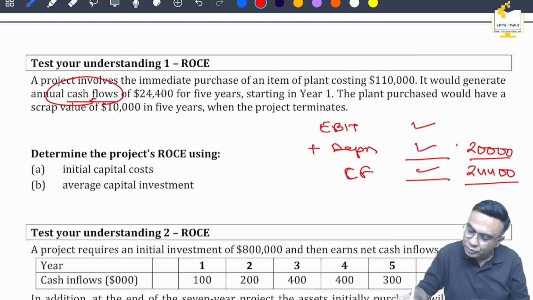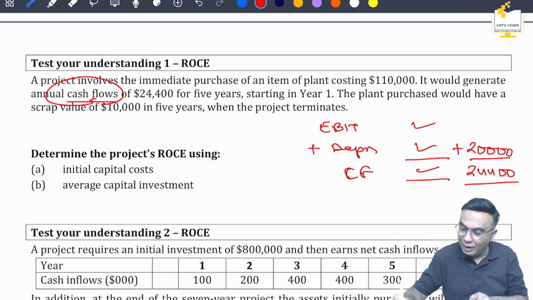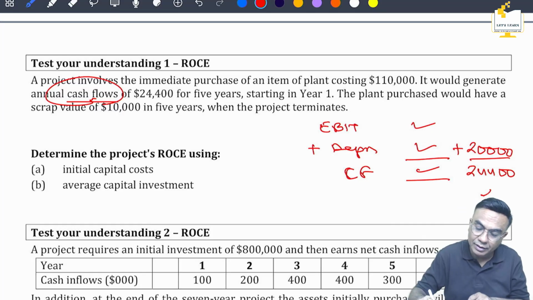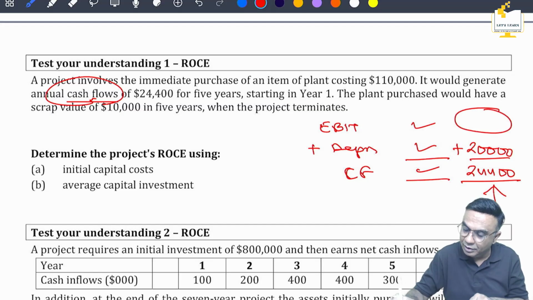Yes or no? So depreciation must have been deducted. I have to add back. Sorry, so when I go reverse, I have to deduct the depreciation. Go reverse. So that will be 4,400.